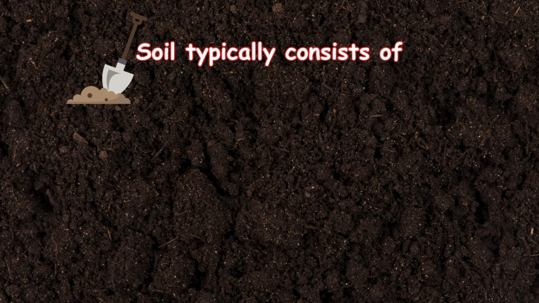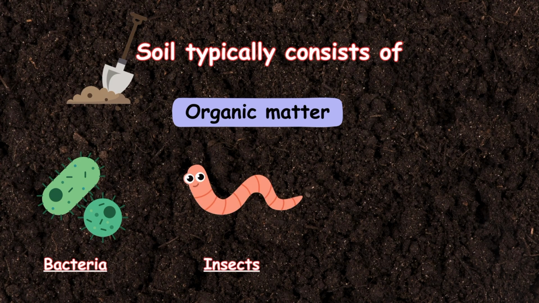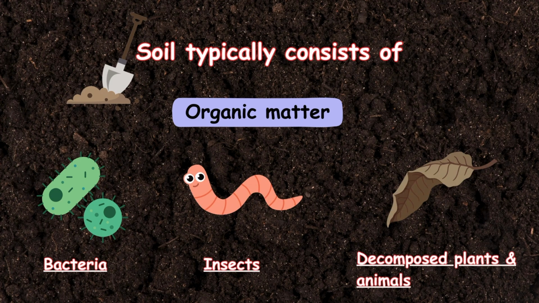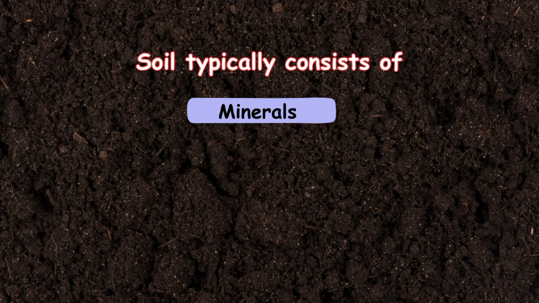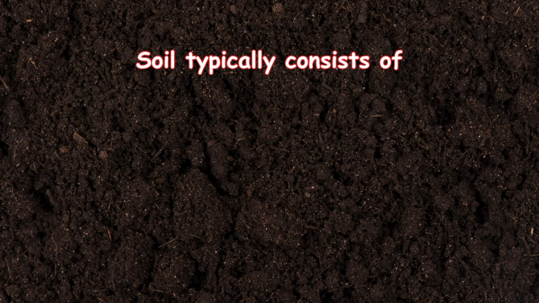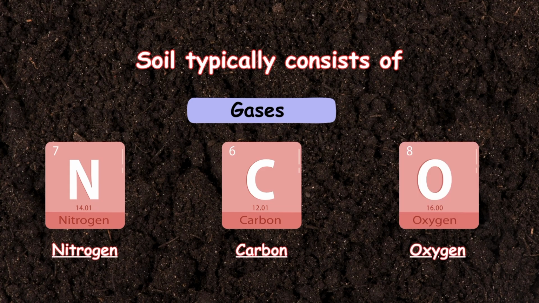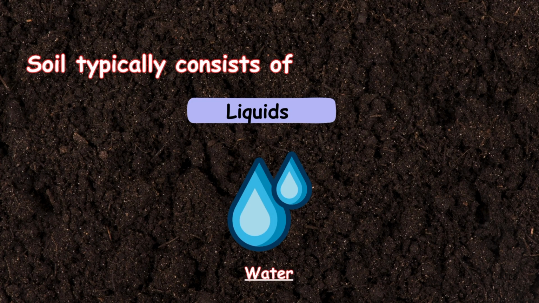Soil typically consists of organic matter like bacteria, insects and decomposed plants and animals. The soil also consists of minerals like feldspar, micas and iron. Soil is also composed of gases like nitrogen, carbon and oxygen, and liquids like water.